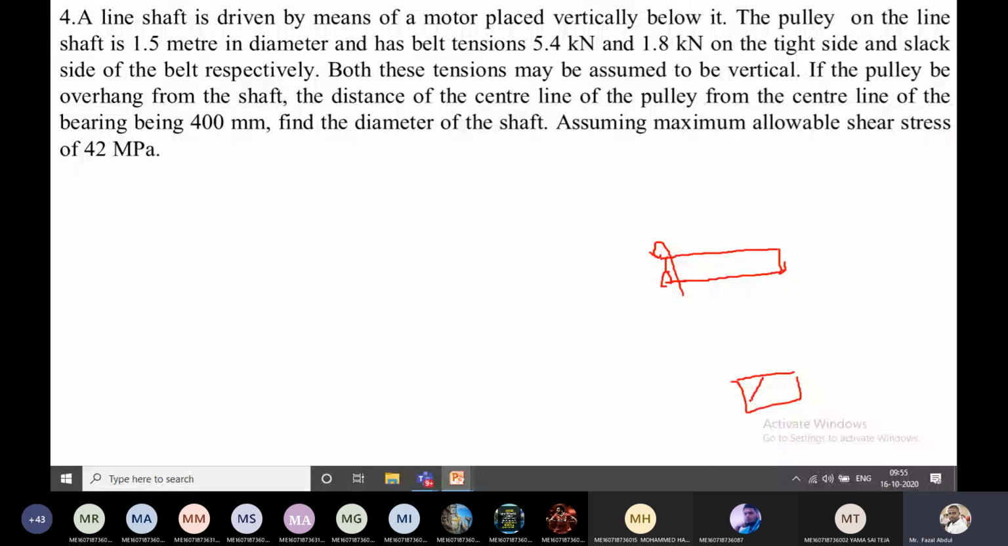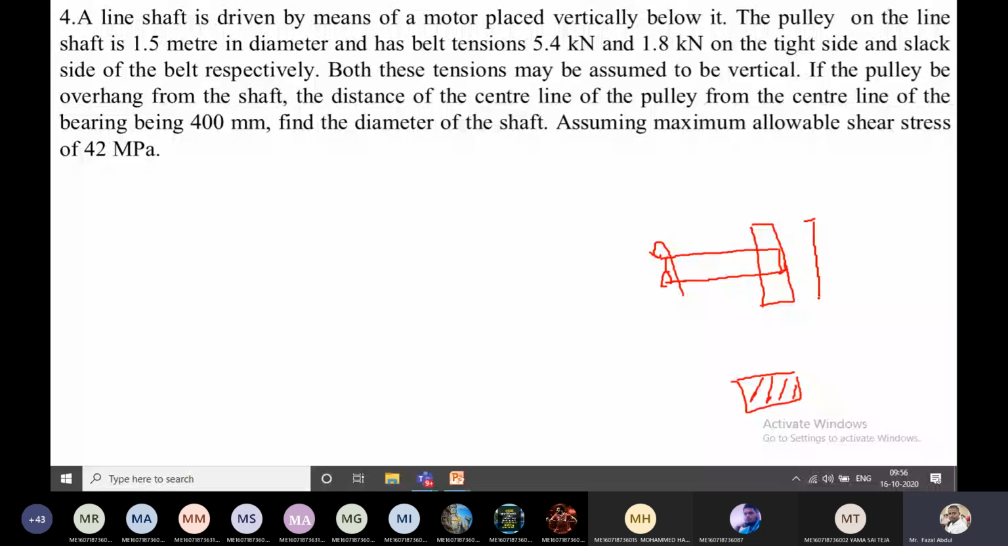How is it transmitting? To transmit the power from the motor to the shaft, we require a pulley. That pulley I'm drawing here. This is the pulley. The question says the pulley on the line shaft is 1.5 meters in diameter. The pulley diameter given in the question is 1.5 meter.